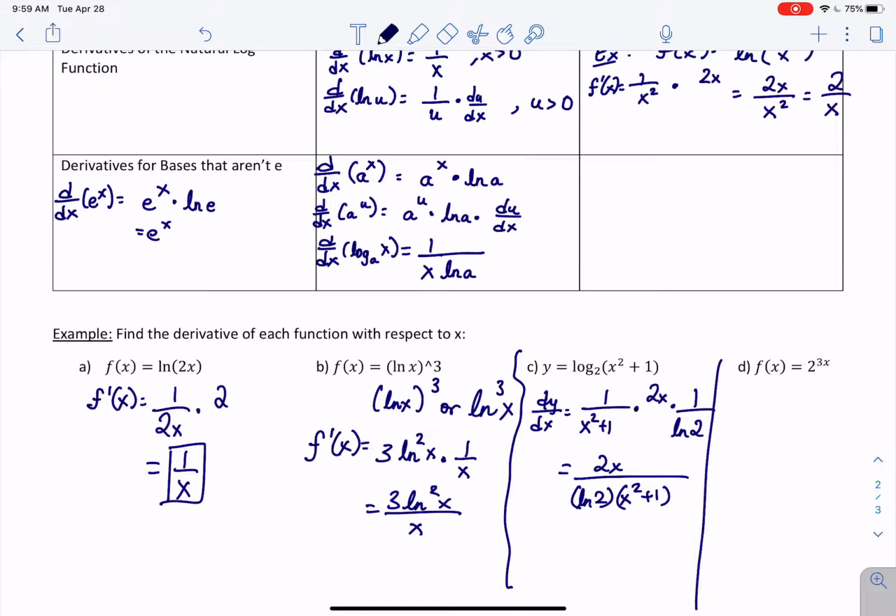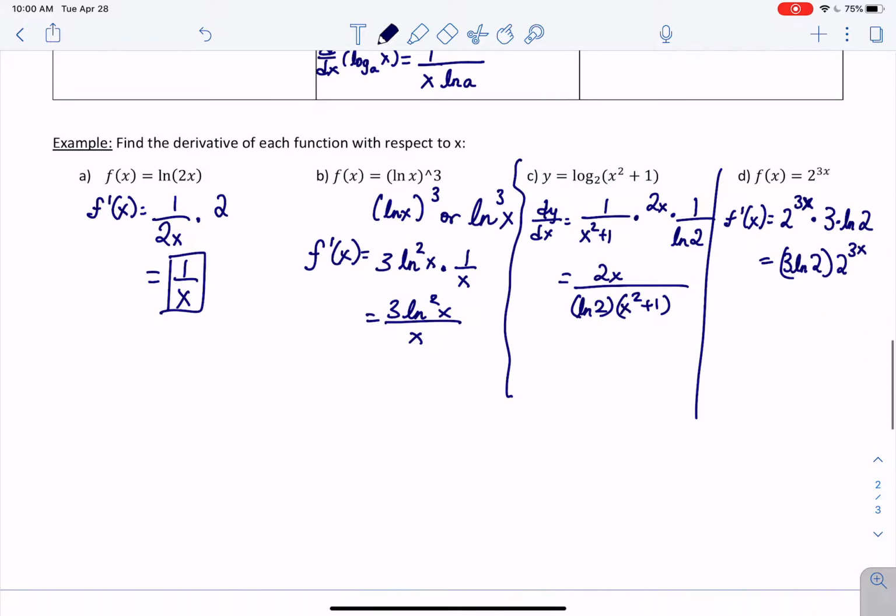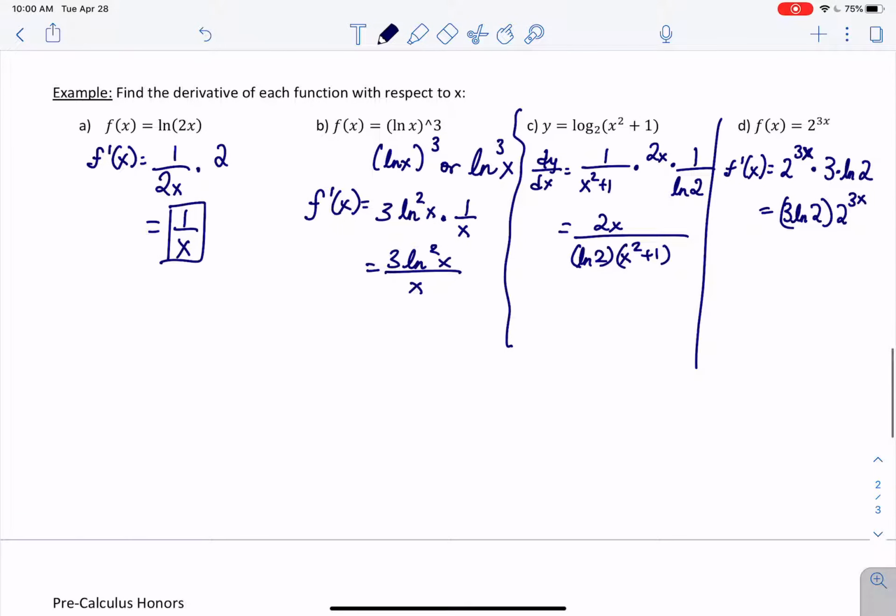The last one, again, here we have an exponential function with a different base. So we deal with it as if it was e to the x. We take the derivative of the inside, and then scale it by the natural log of the base. So you get 3 natural log of 2 times 2 to the 3x. Hopefully that should still feel pretty straightforward to find derivatives. We're just using these different derivative bases, but the same rules from before.